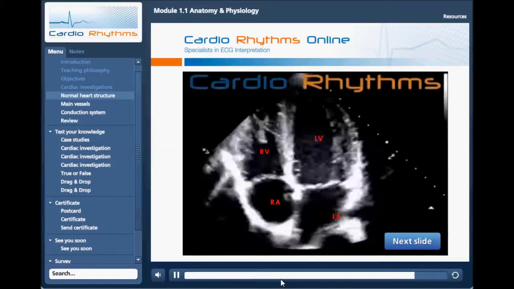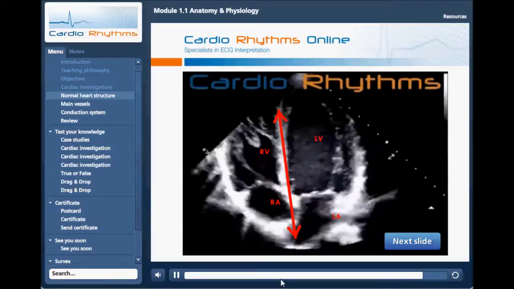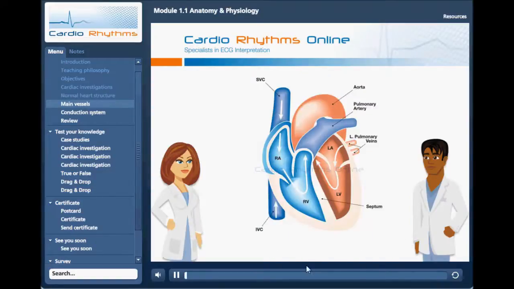Here we have the septum, the mitral valve, and finally the tricuspid valve. Here we have a slightly more detailed illustration to include the main vessels of the heart. These bring oxygenated blood, represented by the red colour, and deoxygenated blood, represented by the blue colour, in and out of the heart. Let's have a look at this in more detail.